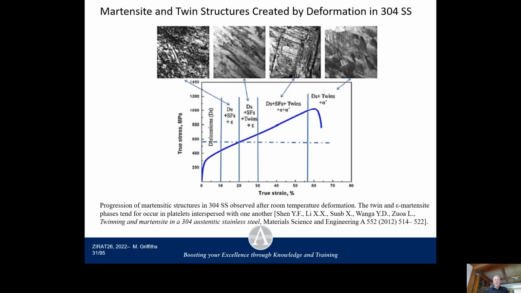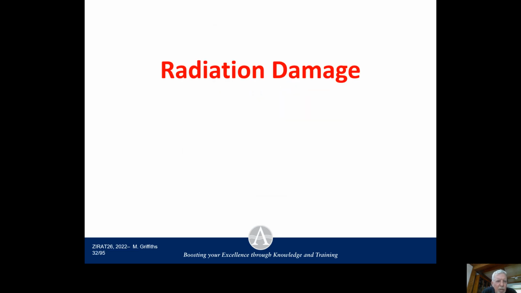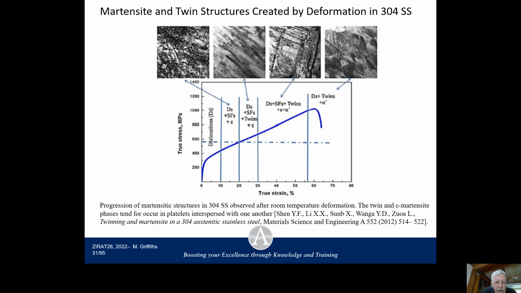So why are they important? Well, because they crop up so much, these structures, and they're hard phases, whether it's a martensite or a twin. There are inhomogeneities in effect in the structure, and the more that you deform a material, when you go to higher and higher strains, the more you will get different degrees of twinning and martensite formation.